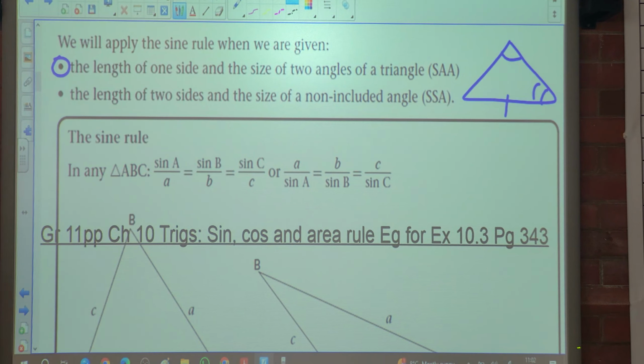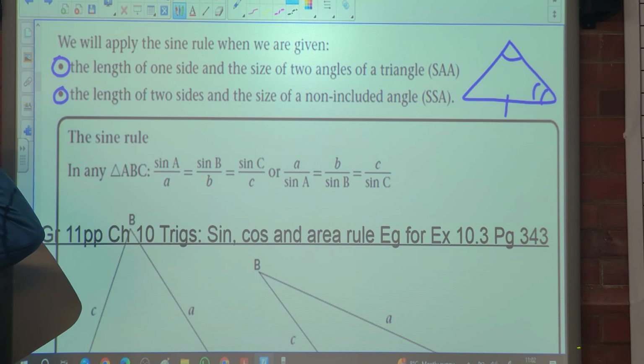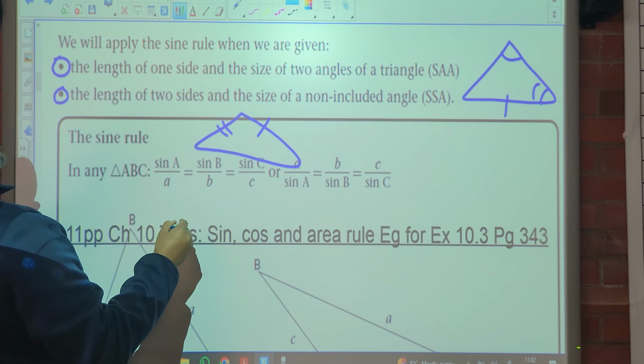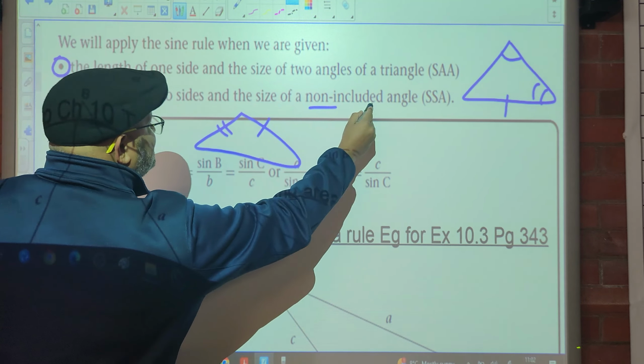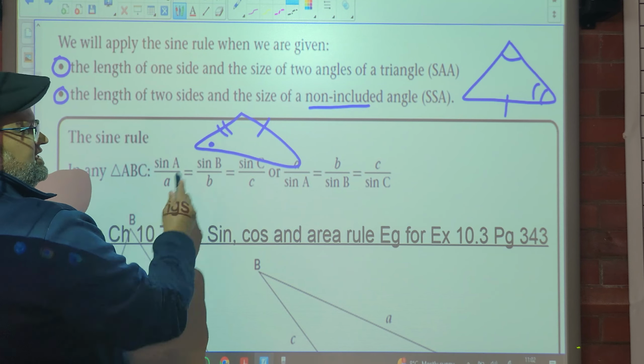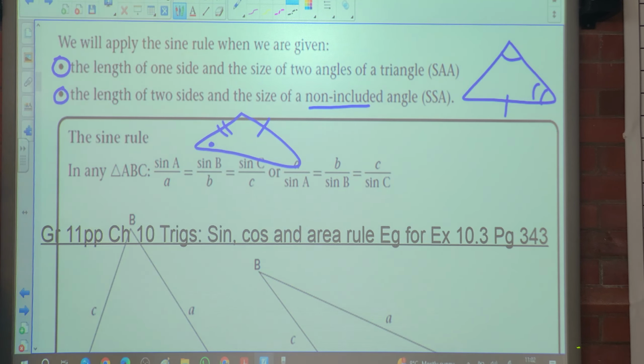We will apply the sine rule when we are given the length of one side and the size of 2 angles, or we are given the length of 2 sides and the size of a non-included angle. So side angle. Either that angle is given or that angle is given. You just make a diagram on the side so that you know what you have, and where you would be using what.